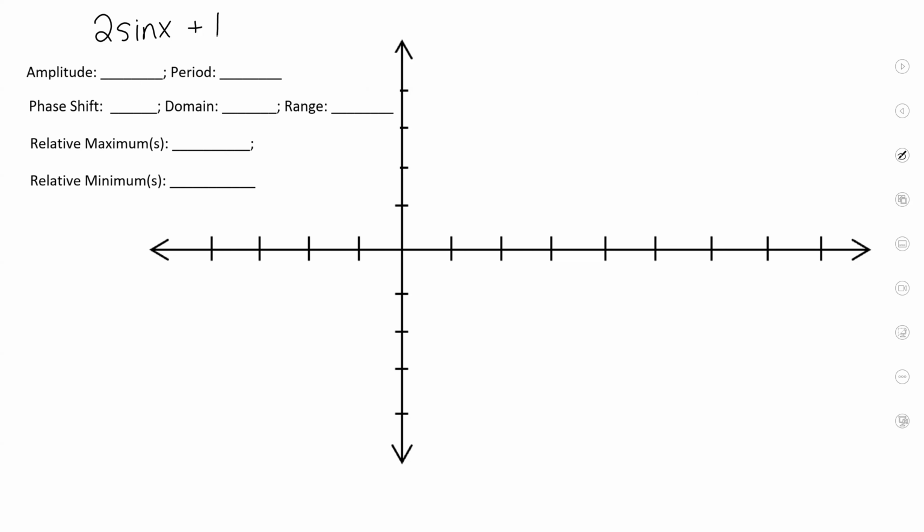Exactly, that's what it is. So I'm going to write this out. Let's figure out what these are. Let's plug in 0 for the x. Sine of 0 is 0, so I'm just here at 1.